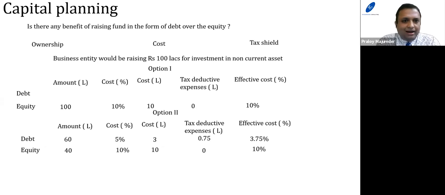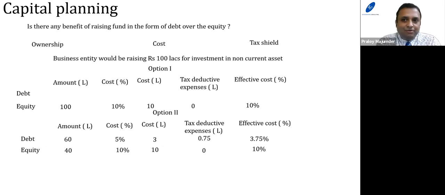Option 1, 100% equity. That means 100 lakhs in the form of equity. Cost is 10%. So in that case, the cost is 10. Tax deductible expense is 0 because equity cost is not tax deductible. So effective cost is 10%. Now I have taken this equity cost the same with a debt equity ratio of 60-40. So next, option 2: debt is 60, equity is 40. Now debt interest is 5%, so the cost is 3.